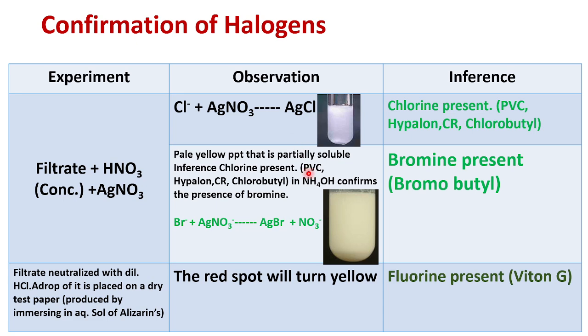So in case of Cl minus and Br minus, you just add AgNO3 with the filtrate, and it will form AgCl or AgBr based on whatever the composition is, whether it is bromide or chloride. But in case of fluorine, you should go for the alizarin test, and it will significantly show that color change from red to yellow.